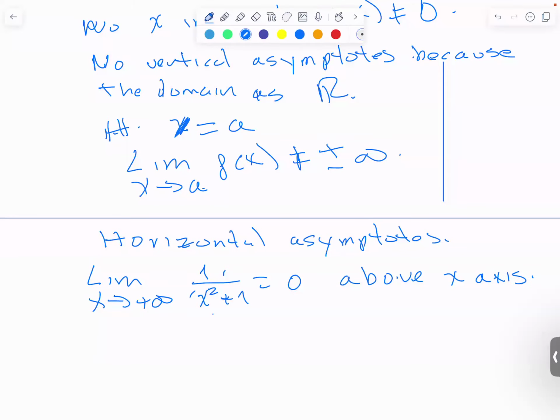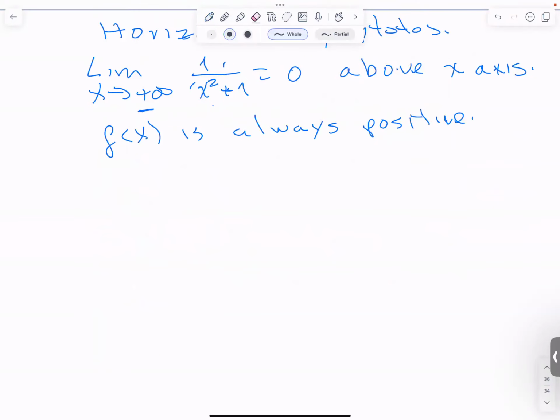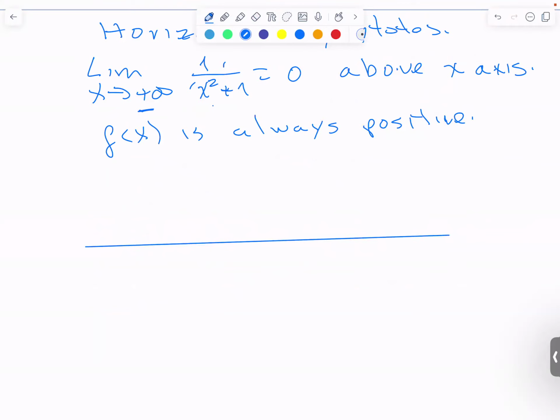And the same thing happens when you approach negative infinity, because the function f of x is always positive. Now I know the function is all the time over the x-axis. There's no graph under the x-axis, and I can do something here. I'm going to do a little sketch here.